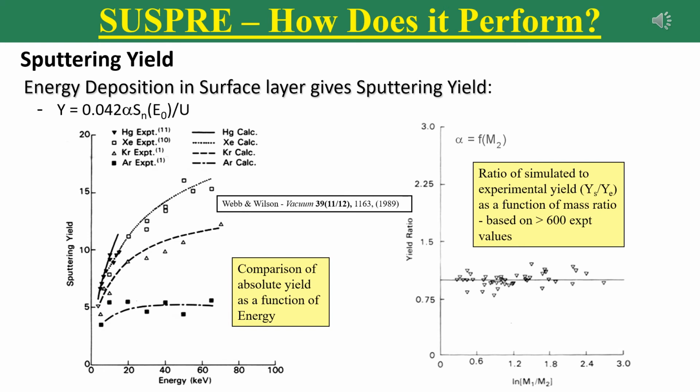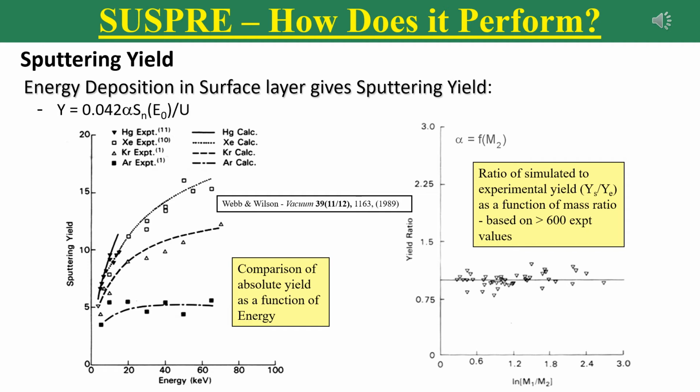So how well does it work? We did some comparisons, particularly for the sputtering yield, looking at the yield versus energy for a number of different ion species, and compared those with experimental values in the literature. And we can see that the fits are pretty good for these particular ion species. We've got the absolute value of the sputtering yield coming out pretty close for the majority of things, up to 60 kV or so, which I think is quite encouraging.